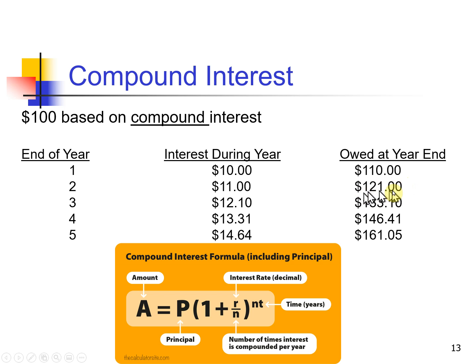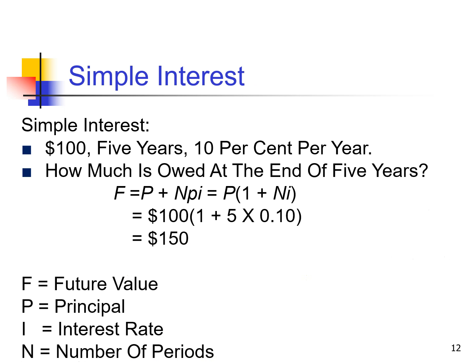year. 10% of this is $12.10. Add $12.10 to $121 to get $133.10. 10% of $133.10 is $13.31. Add $13.31 to $133.10 and you get $146.41. And then finally, 10% of $146.41 is $14.64 plus $146.41 will sum to $161.05. So at the end of 5 years, you would owe $161.05, where with simple interest you'd only owe $150.